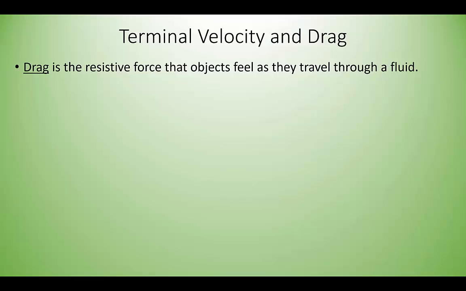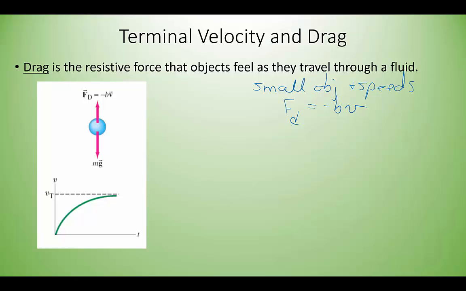And if we are talking about small objects and small speeds, then the force of the drag is usually equal to negative bv, where the negative indicates that it is an opposing force, and the b is a constant, depending on the viscosity and the size of the fluid and the object. And you can see here what I'm talking about. If this object here is falling through air, being a fluid, then we have the weight of the object pulling it downward, and the drag pointing upwards of negative bv.